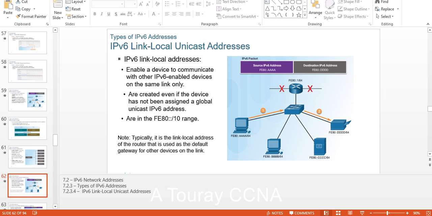So the link local IPv6 unicast address, like I explained, is used within a local segment and is used by devices to communicate within the local network. But this is not usable outside of that local network segment. In IPv4, devices must have the same network address before they can communicate. In IPv6, they can communicate without being in the same network, but they use the link local address to communicate with each other.